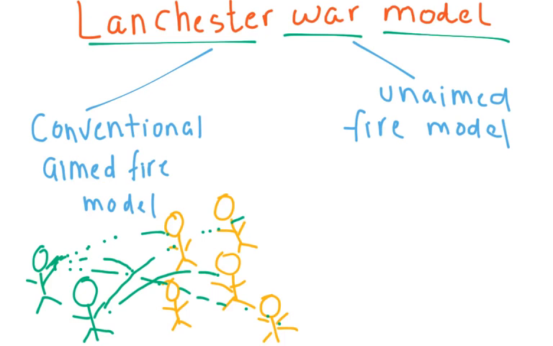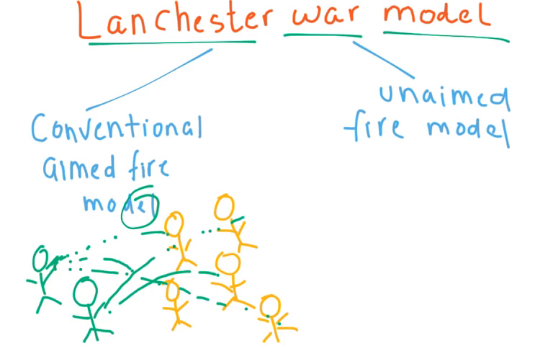So, as the enemies are destroyed, the firepower of the shooters becomes more and more concentrated on the remaining targets. So, this combat model is given by Lanchester's square law, which we'll be discussing in this video.